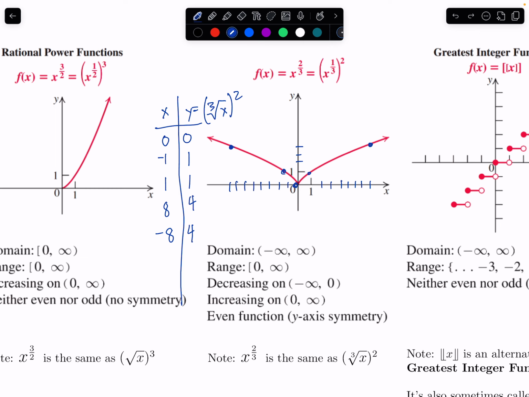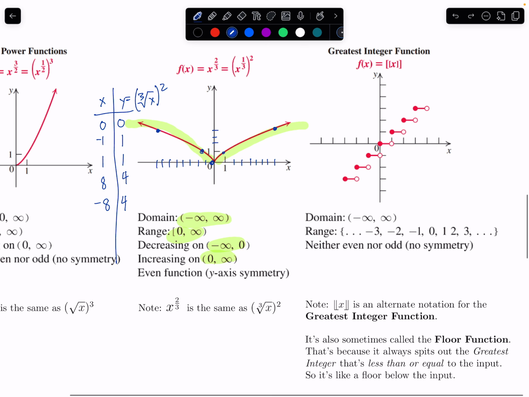And then we see that the graph is positive the whole time. So that means the range is going to be positive. Domain is negative infinity to positive infinity, right? Forever to the left and right. Range is, like we said, 0 to infinity. Decreasing, as you read from left to right, up until you hit the middle, and then after that, it starts increasing. So decreasing up to 0, increasing after that. And it's got y-axis symmetry because if I reflect this over the y-axis, it lands back on itself.